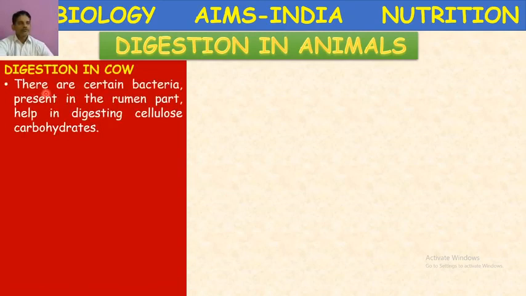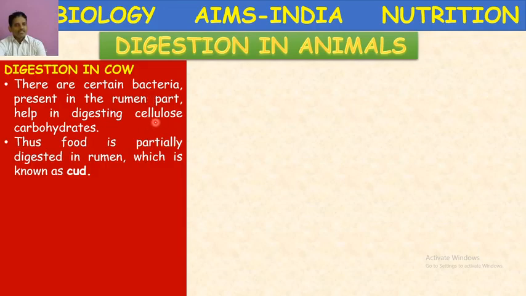Digestion in cow. There are certain bacteria present in the rumen that help in digesting cellulose, a carbohydrate. The cellulose is the main ingredient of the herbivorous food. This cellulose digestion is not so simple. That's why these animals, ruminants, take help from the bacteria. It is an example of symbiotic nutrition. How do the bacteria help in the digestion of cellulose?